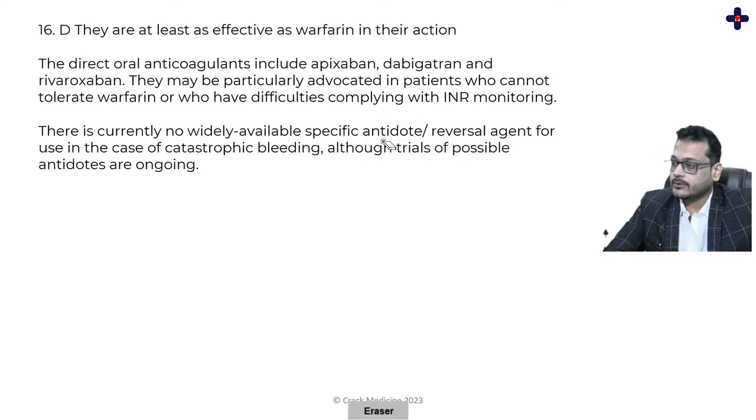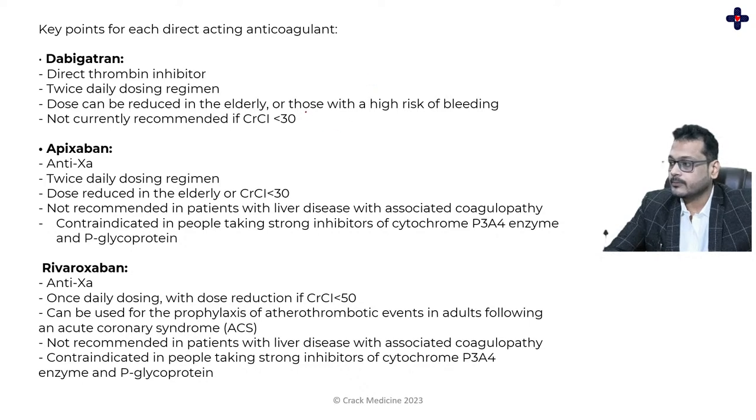The side effect or the problem with these drugs is there is no specific reversal agent in cases of acute bleeding. So that is the problem with that, right? And dabigatran is a direct thrombin inhibitor, and BD dosing is the regimen that is used. With very low creatinine clearance, less than 30 ml per minute, you do not use dabigatran, okay? And apixaban and rivaroxaban, like I told, are the anti-factor 10A inhibitors.